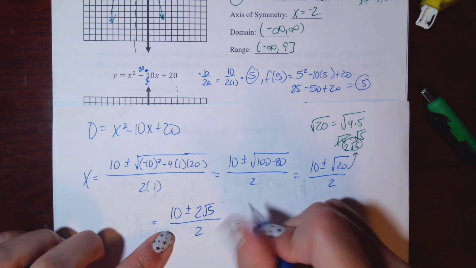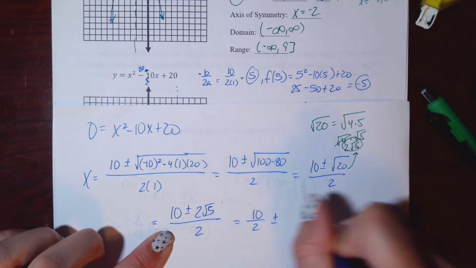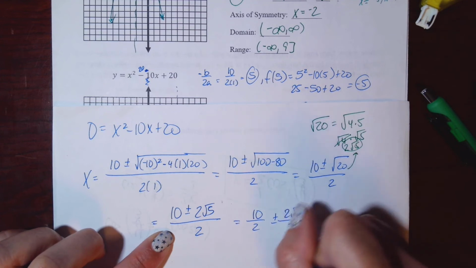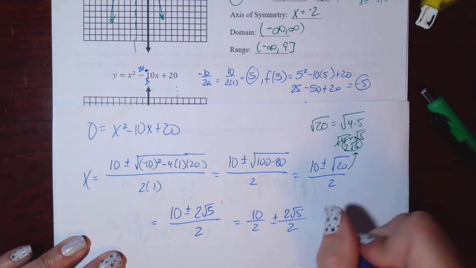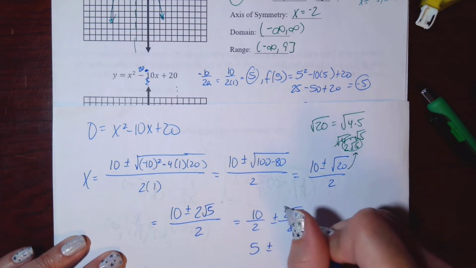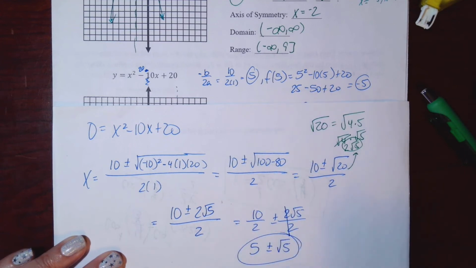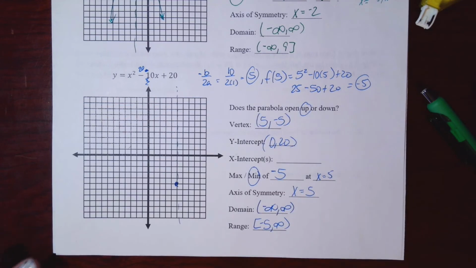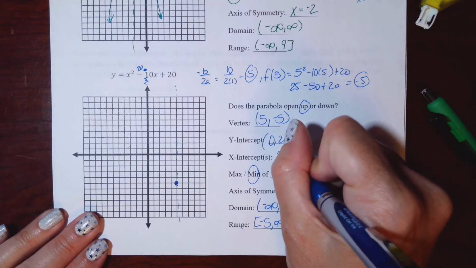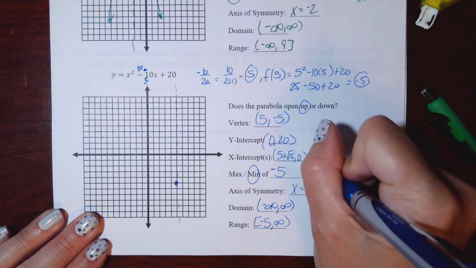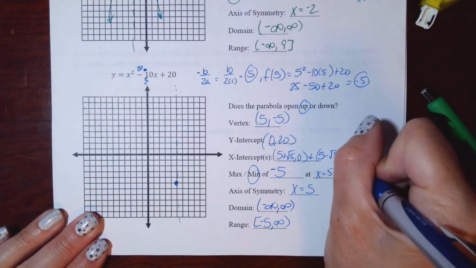I can simplify this by splitting it apart. Keep the denominator for both terms. 10 divided by 2 is 5. 2 over 2 is 1. So 5 plus or minus square root 5. Those are my two values for my x-intercepts. Those are the exact values: 5 plus square root 5 and 5 minus square root 5.